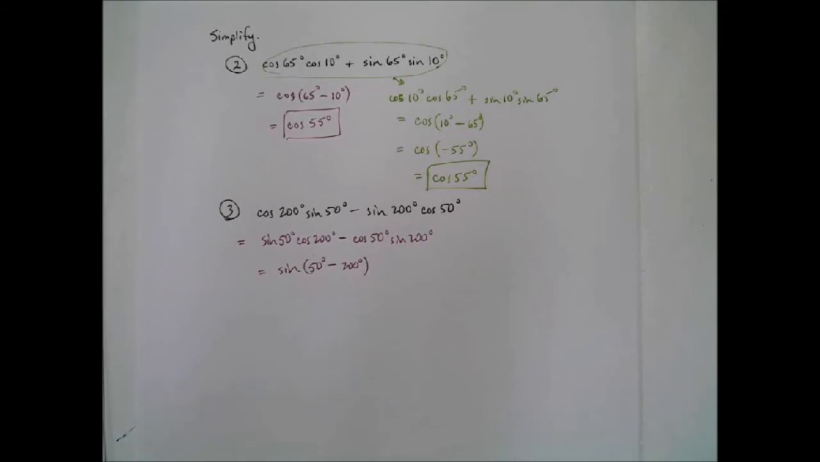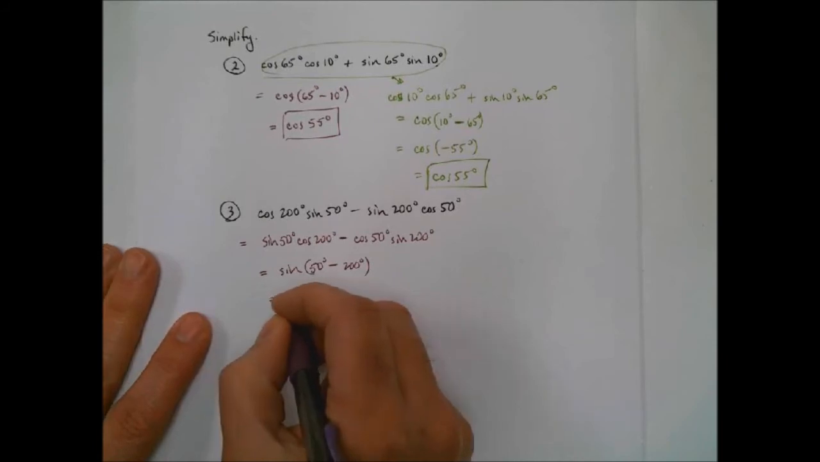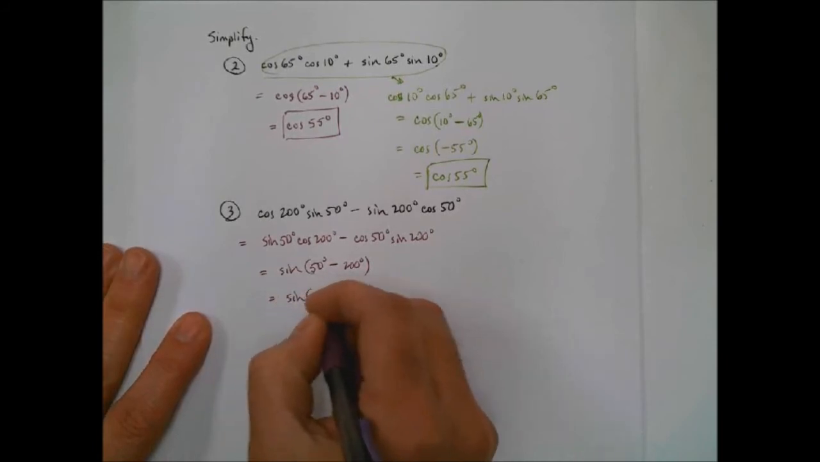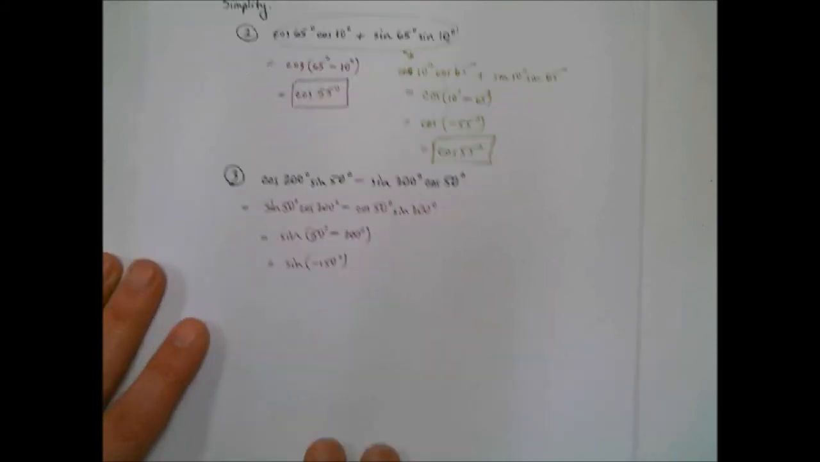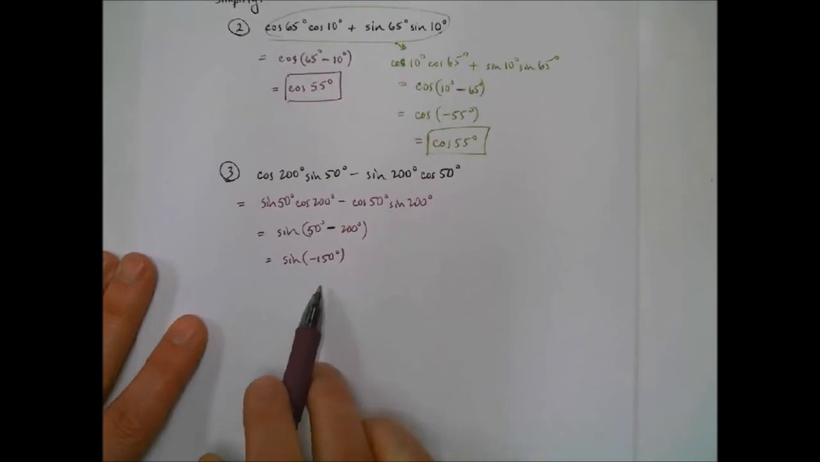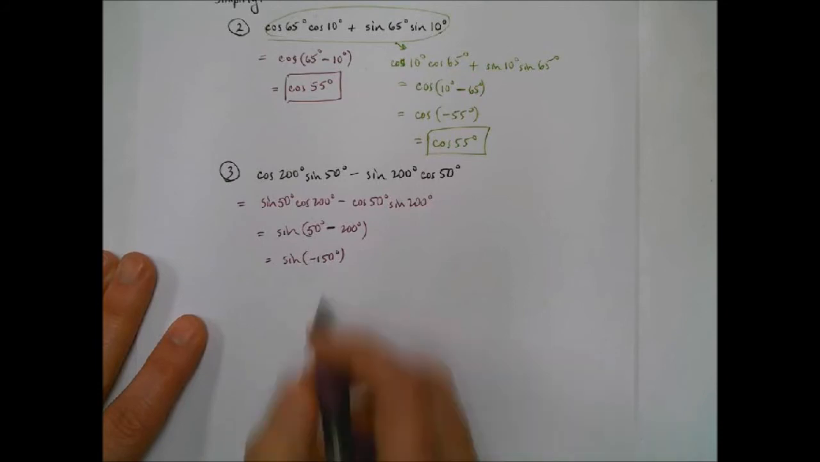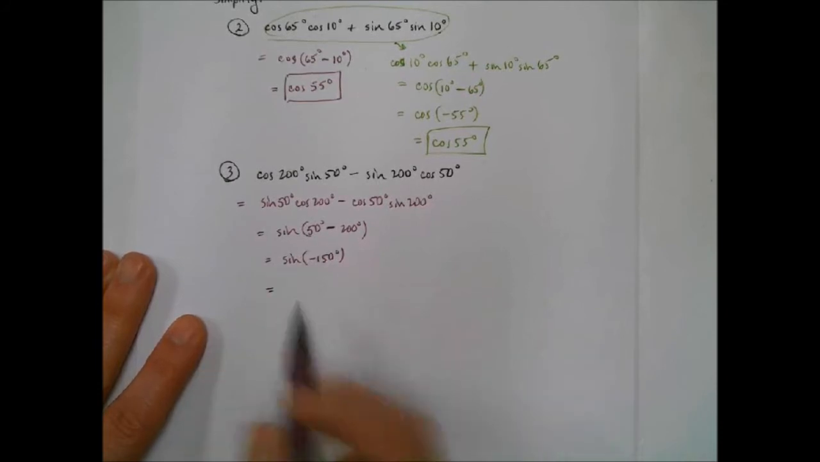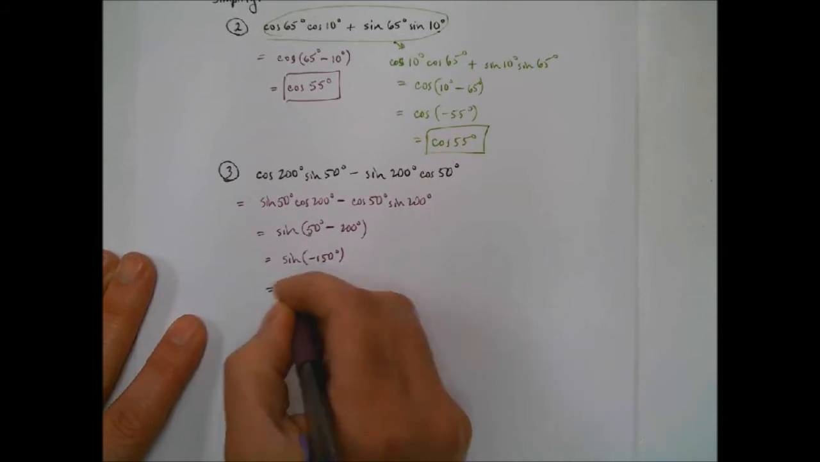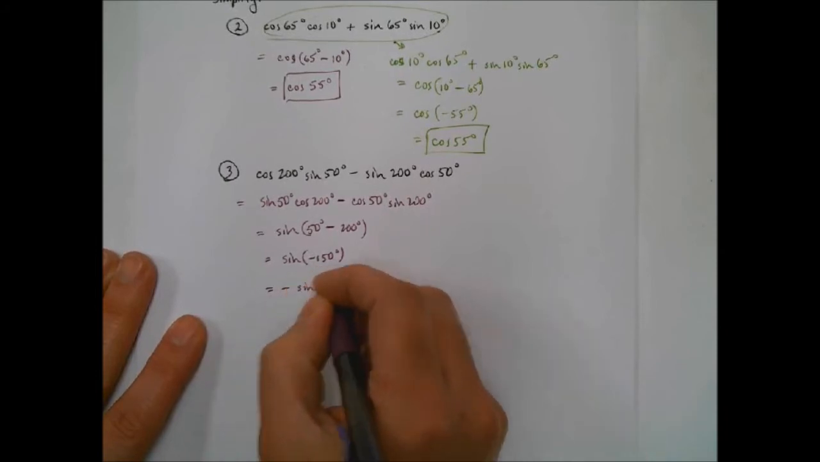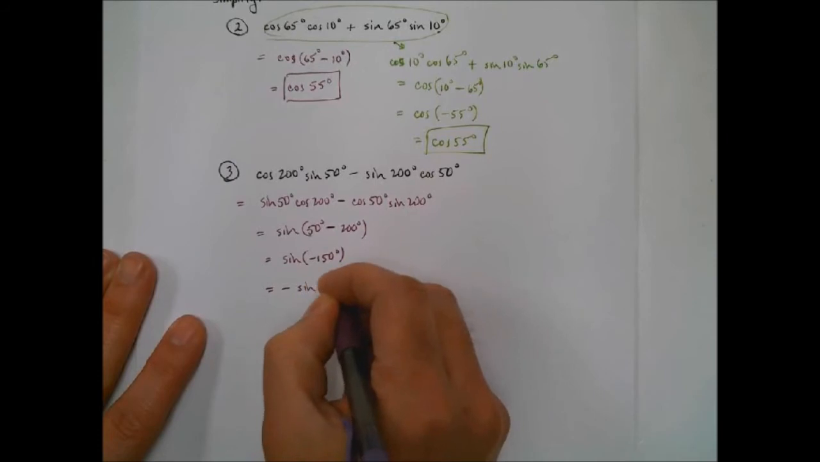Okay, well, 50 degrees minus 200 degrees is negative 150 degrees. Now, what's the negative angle rule for sine? Well, it's almost like you're factoring out the negative one. That's not really what's happening, but it almost kind of looks like that. So negative sine of the positive angle.